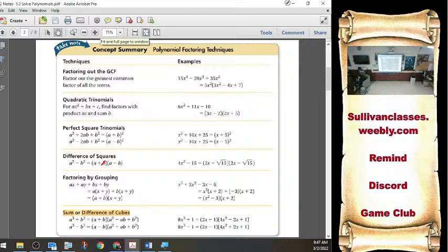Starting at the beginning, I can factor out a GCF, greatest common factor.